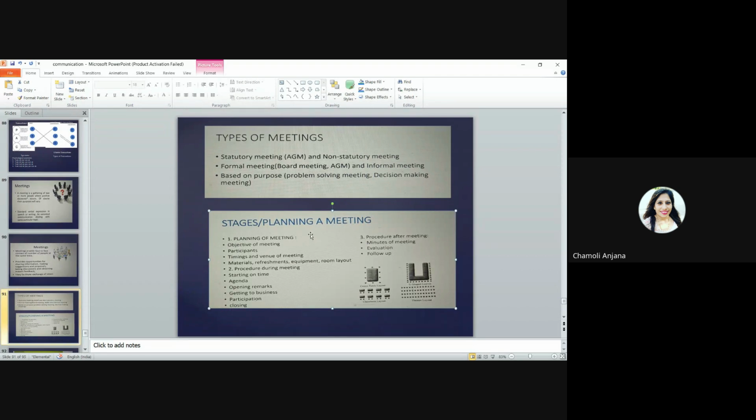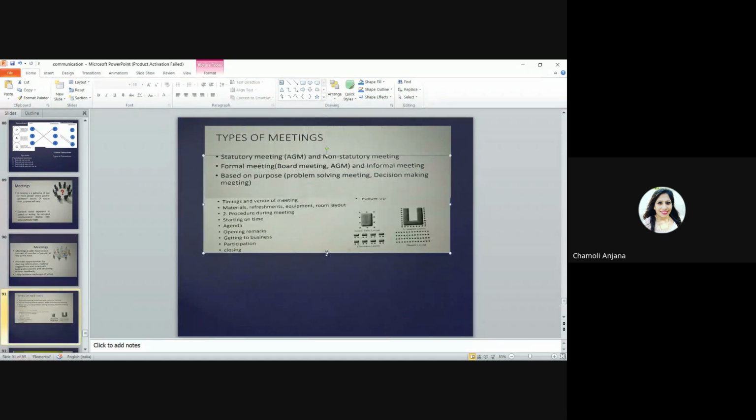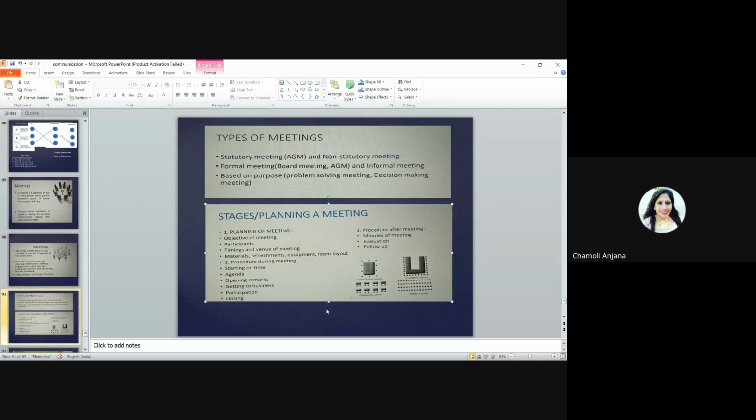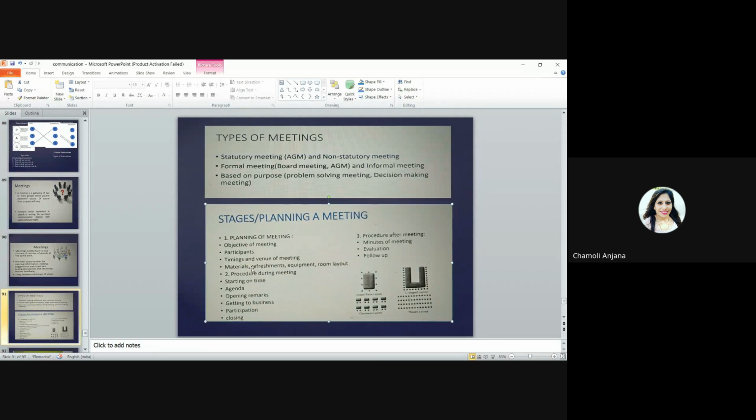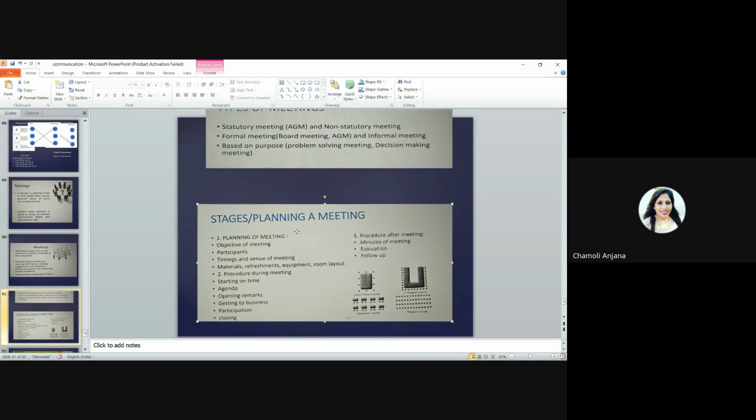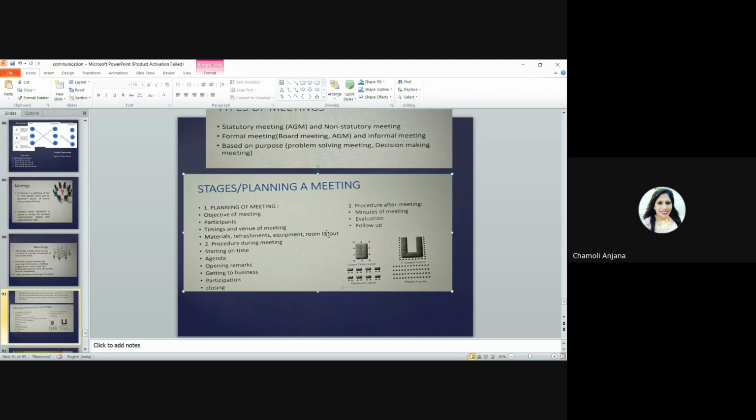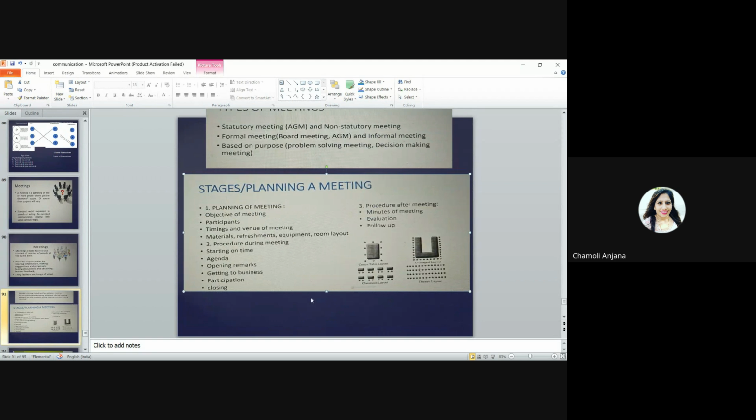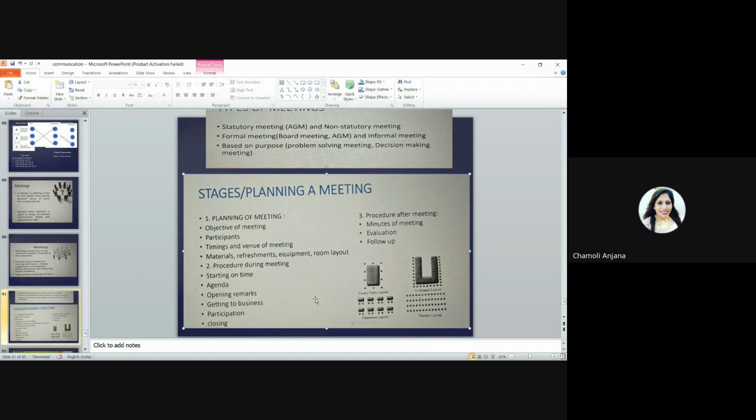Next is the participants. So who are the participants of the meeting? When you say you are having a meeting, what kind of people are to be in the meeting? Who will be the people who are involved in the meeting? If it is a department meeting, then all the members in the department, or if employees from various departments are leaving the organization, you need to call the managers from all the departments. So who are going to be the participants of the meeting? That also has to be decided.